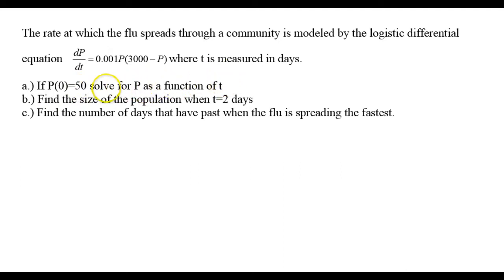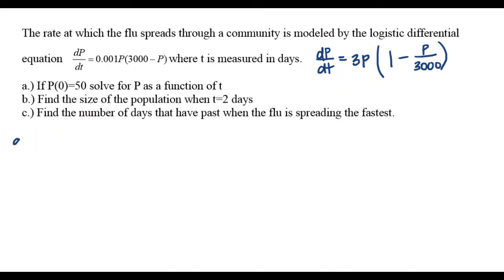So for part A, we're being asked to solve the differential equation with initial condition at time 0, 50 people have the flu. So we're going to need to rewrite this differential equation in the form that's going to allow us to easily find a solution with a given initial condition. So over here, I'm going to rewrite dp dt equals, I'm going to pull the 3000 out. So 3000 times 1000th is going to give us 3. So this is 3p times 1 minus p over 3000. So that means that 3000 is my carrying capacity and 3 is my growth constant.